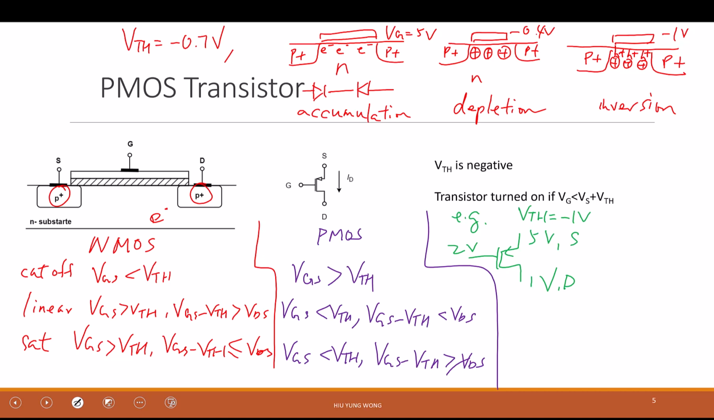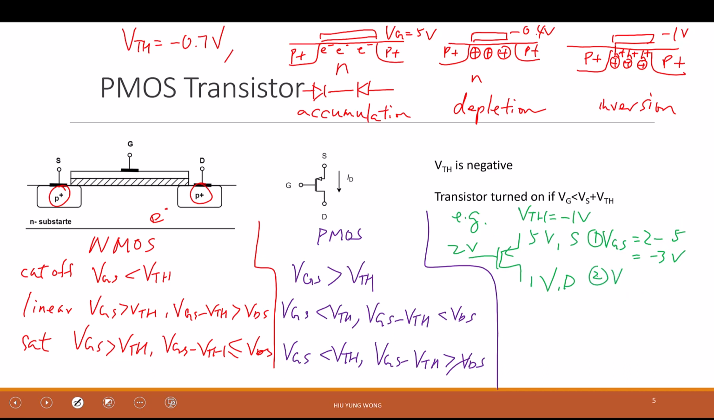First, what is VGS? VGS is VG minus VS. So what is that? 2 minus 5 equals negative 3 volt. Looks weird, right? Maybe you forgot all this basic thing, but it is the definition. If you want to use this equation or your equation, you need to find out what is VGS first, right?